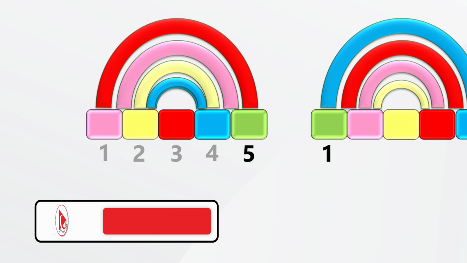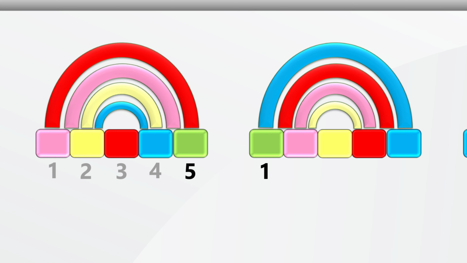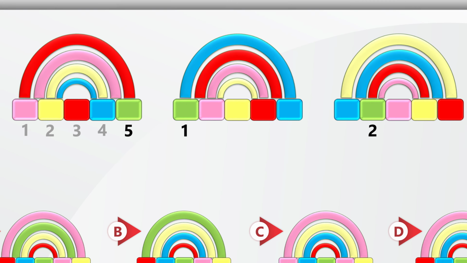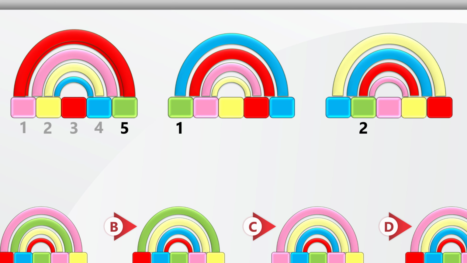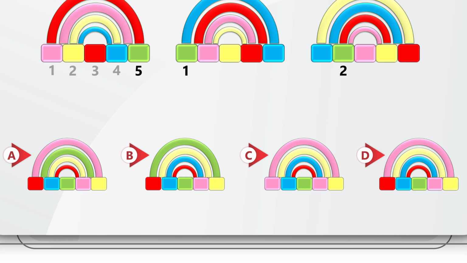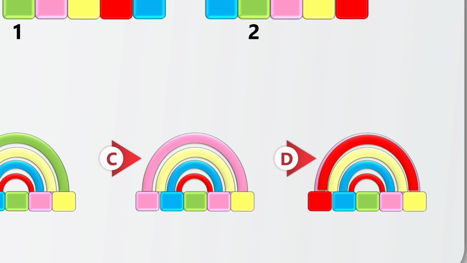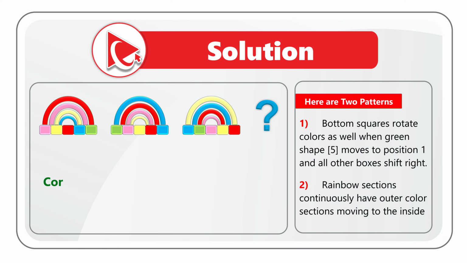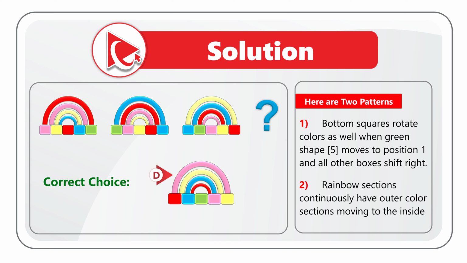And if we compare sequence 1 and sequence 2 objects, you can see closely that the sections of the rainbow continuously move to the inside. For example, let's follow the red section of the rainbow, which is present on the outside in the sequence 1. You see that in the sequence 2, this is the second from the outside section, and then in the sequence 3, it becomes third section on the inside. So to find the correct solution, we need to look for the red section being the most inside section of the rainbow, which matches choice D. This was a very tough challenge. Hopefully you've nailed this one and now know how to answer similar problems on the test.